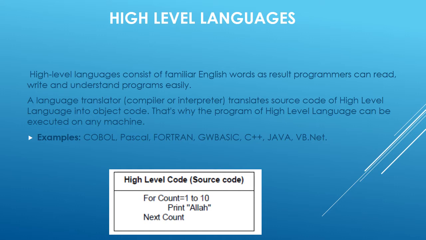Here you need to know the difference between source code and object code. You can say that source code is the set of instructions that we write using any high-level language, and object code is the machine code, that is, when the source code is translated into binary. We have different examples of high-level languages: COBOL, Pascal, Fortran, GW Basic, C++, C, Java, VB.NET, Python, and many more. Here, as an example, you can see the code of a high-level language. For count equals 1 to 10, and then in the body of this loop there is a message that is print Allah. So with this we can print any message any number of times.